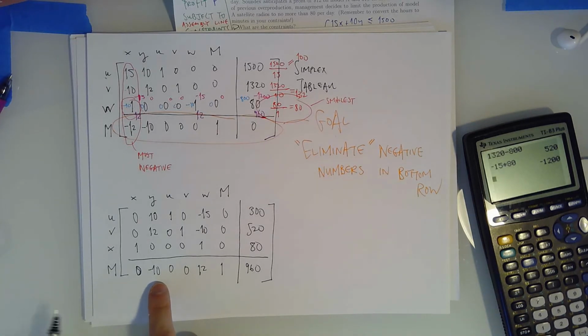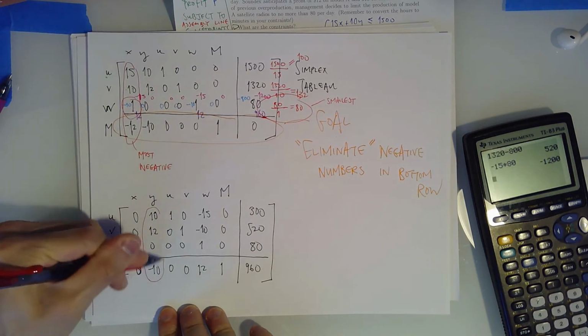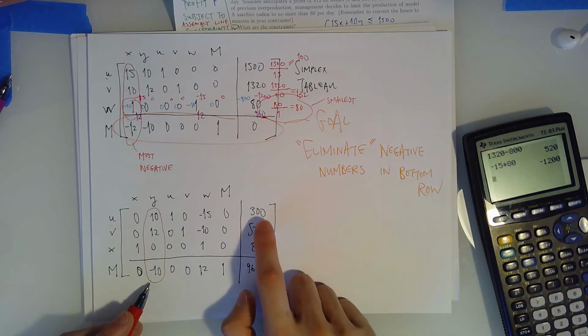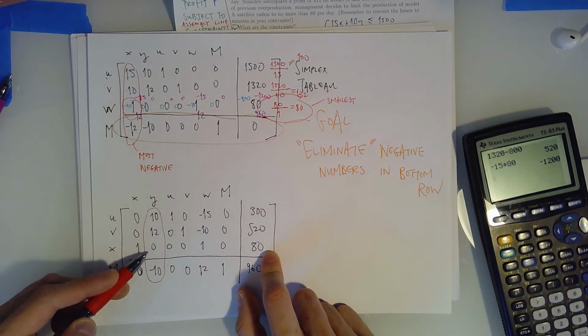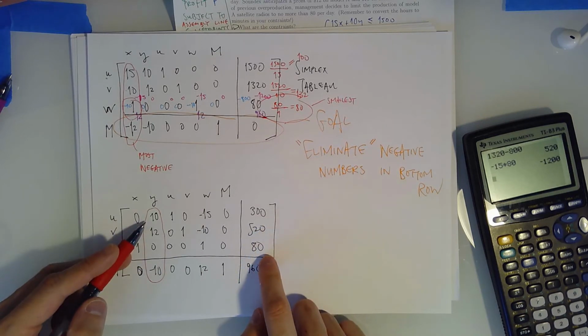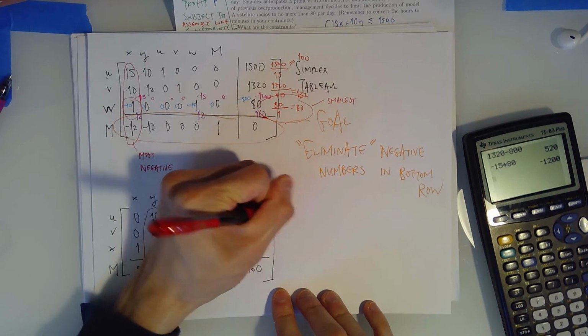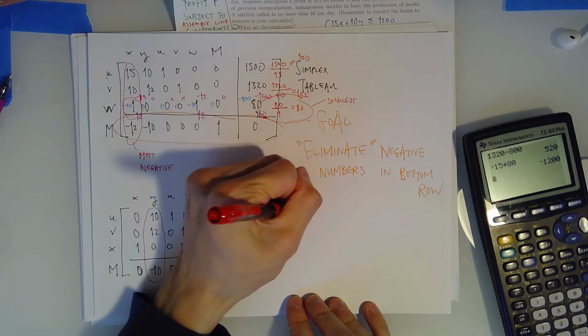So by doing this method, this is the most negative, it's the only negative, so it's the most negative. And we have to do that game where we look at the stuff above the line divided by this stuff here, and we have to look at the positive elements here. So we've got 300 divided by 10, that's just 30.